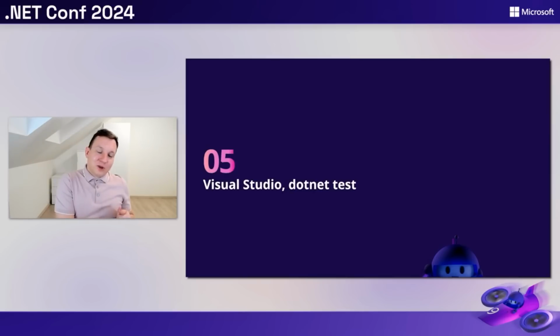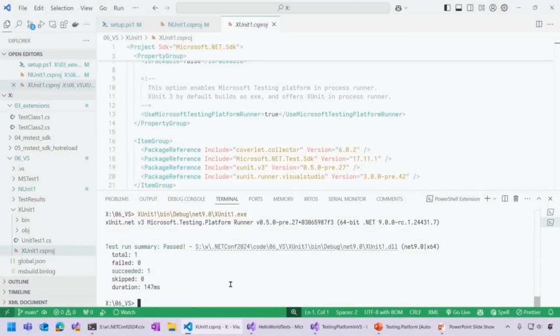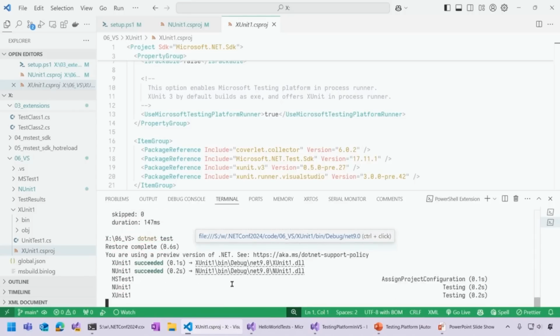So now for the last demo, we have to look at Visual Studio and dotnet test, because a lot of us use Visual Studio for writing code and dotnet test is how people usually run tests these days. So let's switch to that. For this, I will stay in this folder. The whole time I was telling you, don't use dotnet test, use dotnet run. But let's see what happens if we actually run dotnet test.